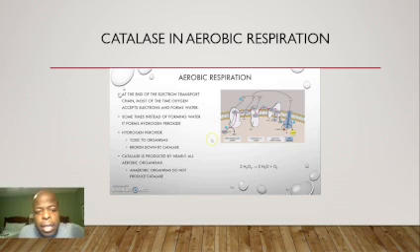So when we're looking at catalase and aerobic respiration, obviously we all know that it requires oxygen. What actually happens in the electron transport chain is that most of the time oxygen accepts electrons and forms water. Sometimes, instead of forming water, it can also form hydrogen peroxide, which of course we know can be very toxic to organisms, and it can also break down catalase.